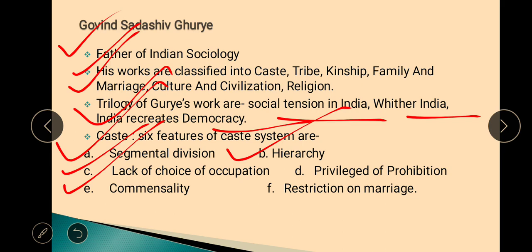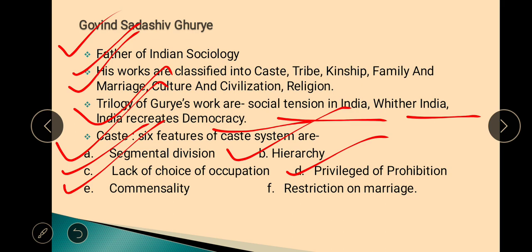Next comes privilege or prohibition. What does this actually mean? We can say this through occupation. As we know, occupations are fixed in the hierarchy and we are not allowed to change. They are not allowed to change their traditional occupation, right? They have to stick with those occupations. For example, Brahmins have to undergo different activities based on religion only, right?